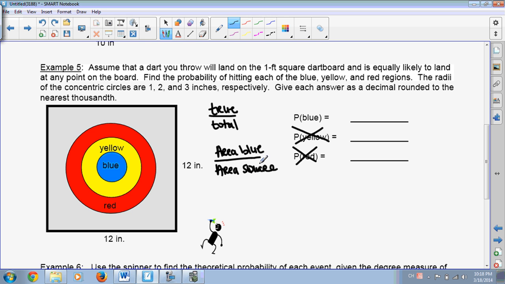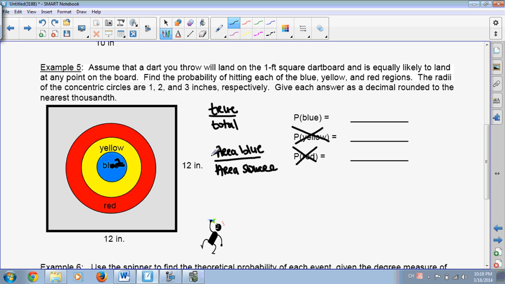Okay, so let's start with finding the area of the blue. What does it tell us about the blue? The radii of the concentric circles. Concentric just means they're inside of each other. Blue is inside of yellow, is inside of red, and the radii are 1, 2, and 3. So the radius of blue would just be 1, and that's the only one we need to know. The radius of blue is 1.